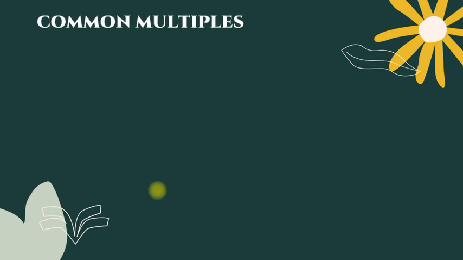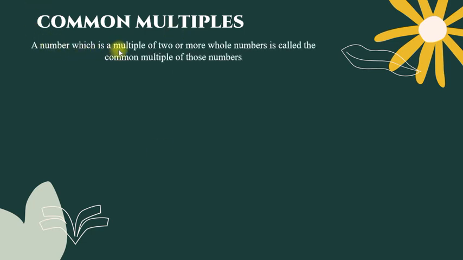Okay, next we are going to learn about common multiples. Same as the previous lesson where you learned common factors, we want to find the same number. For this case, we want to find common multiples. A number which is a multiple of 2 or more whole numbers is called a common multiple of those numbers. So let's say, find the first 3 common multiples of 2 and 3.